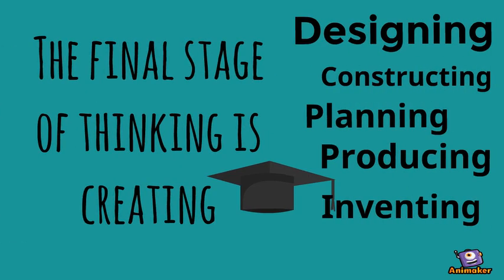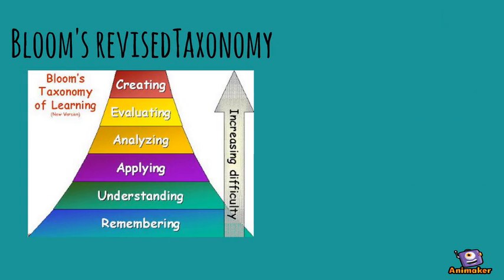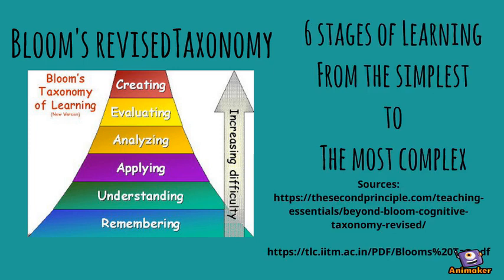The final and most complex stage is creating, where the learner generates new ideas, products, or ways of viewing things. So to review, Bloom's taxonomy of learning is a way to describe the 6 levels of learning, starting with the simplest learning and ending with the highest, most complex learning.